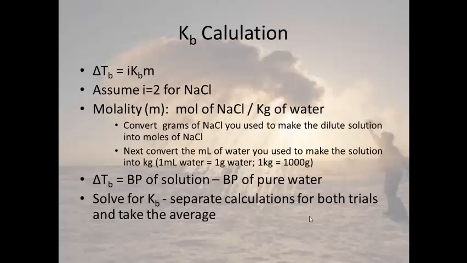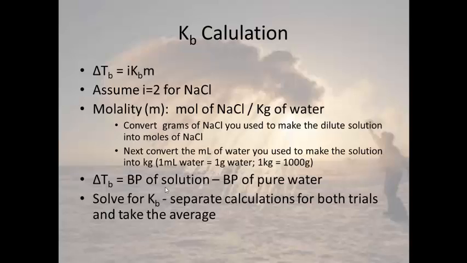Your calculation for KB is your change in boiling point, so this is the difference between pure water and the solution, equals the Van't Hoff factor, which is the number of particles that your solute breaks up into when it dissolves. So for sodium chloride it would be 2, because we have 2 ions that this dissociates into, times your constant, which is what you're solving for, times molality. And you have to calculate molality, and that's moles of your solute per kilograms of water. And when you do this calculation, you want to assume the density of water is 1. So 1 milliliter per 1 gram of water. Change in temperature, and you'll solve for your KB.